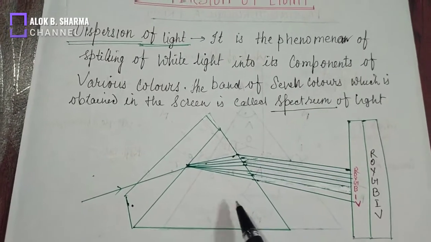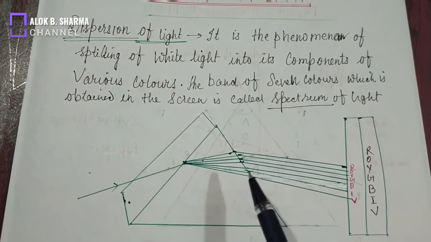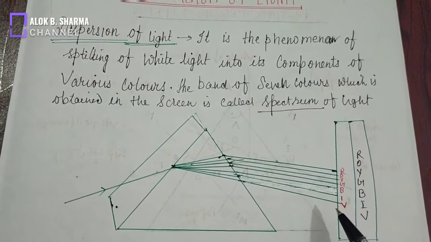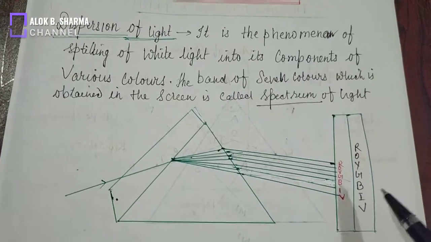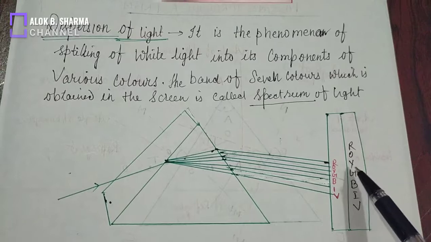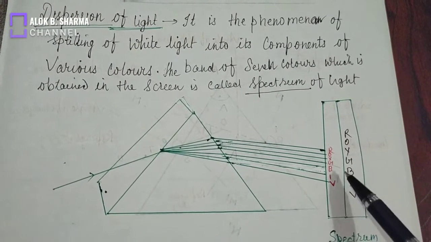This is the prism, and a white light falls on the prism. It splits up into its 7 constituent colors, and the colors are violet, indigo, blue, green, yellow, orange, red. This is the spectrum which we obtain on the screen.